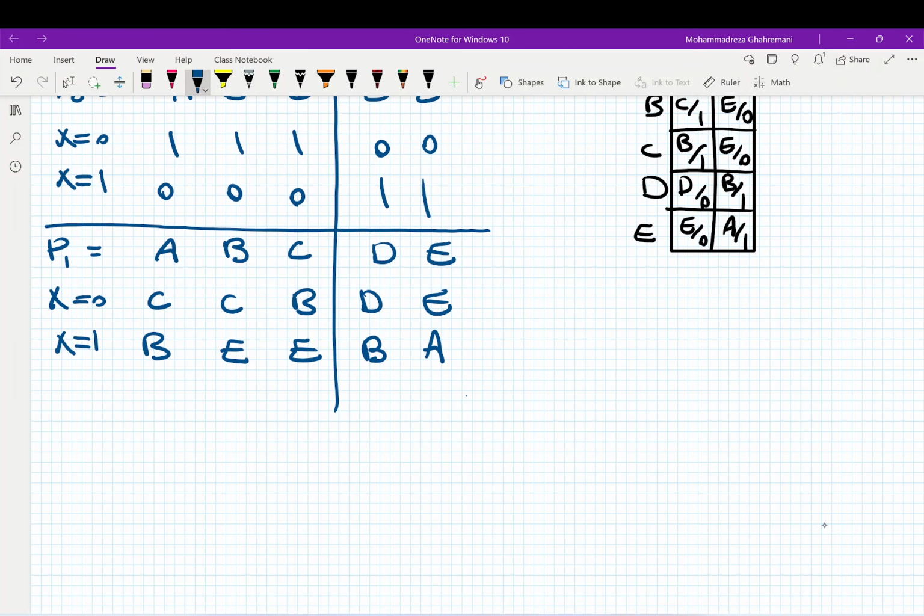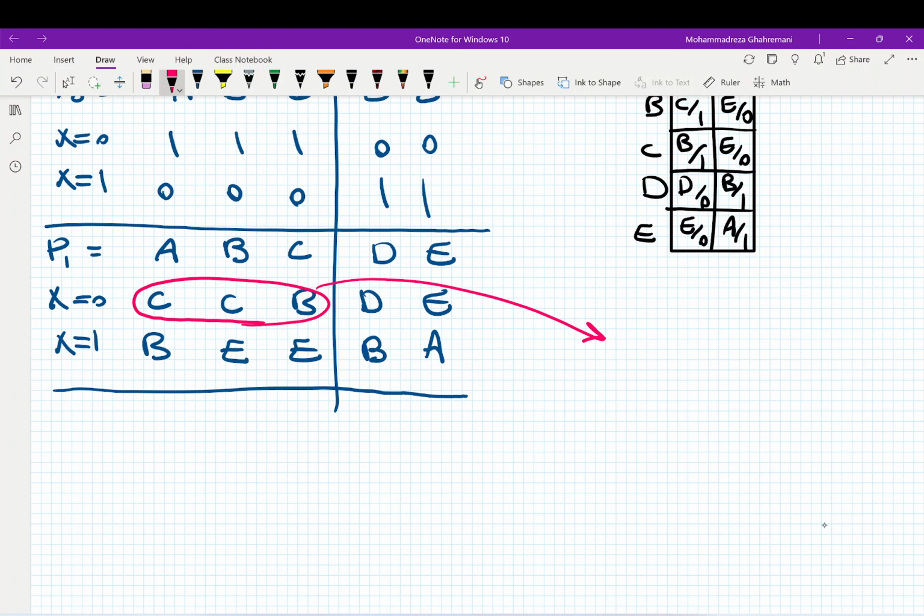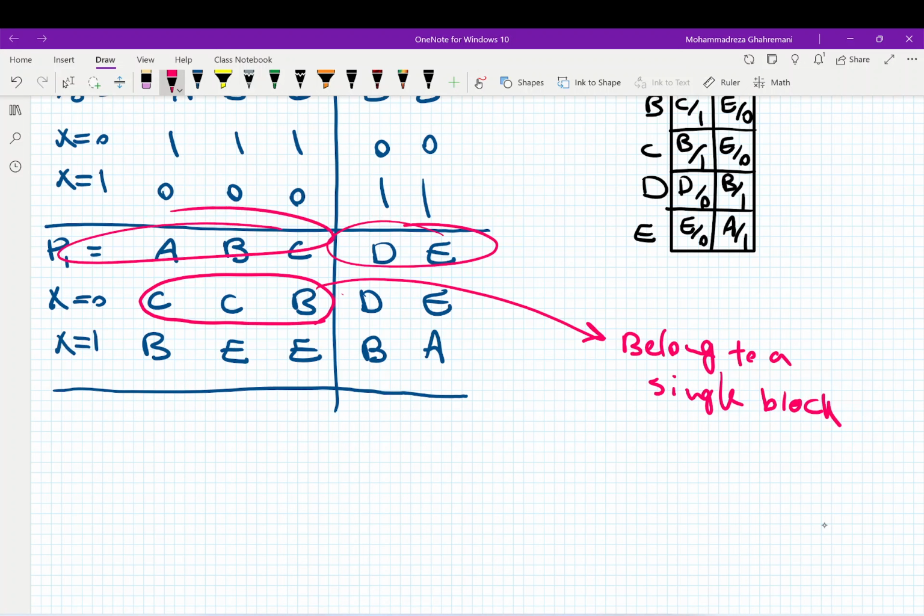Okay, when we get to this point, we compare all next states one by one to see if the states that I'm showing with a red circle belong to a single block. Yes, C, it has C, C, B. So we see that C and B belong to a single block. So we can say this group of outputs belongs to a single block, no matter which block, this block or this block, just a single block.